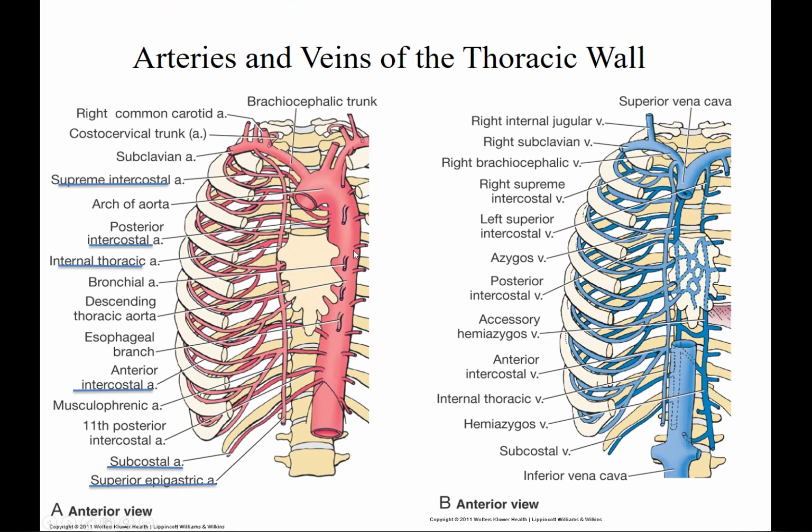If we have a look at some more of the arteries and veins of the thorax, usually you have arteries and veins that have similar or the same name. Having a look here, we have first our aorta, of course. That's clear, that's the parent vessel of just about everything in our body. The first or the highest intercostal artery is called the supreme intercostal artery.